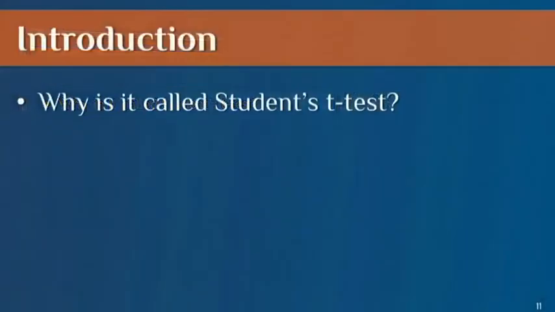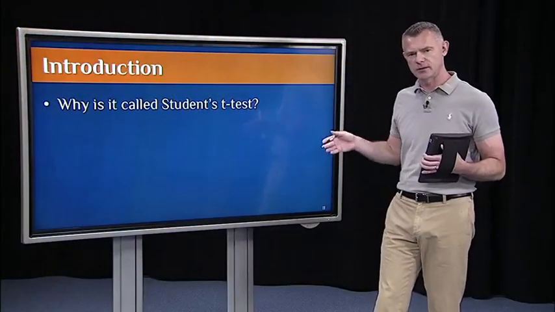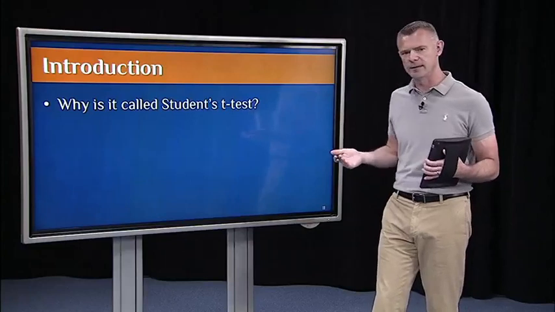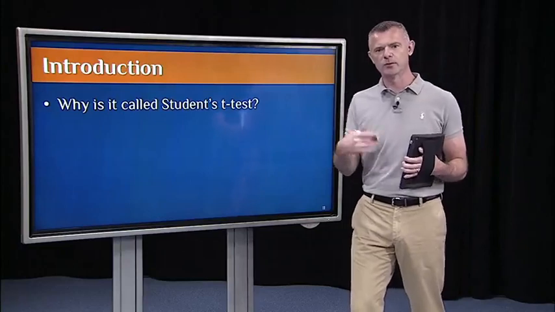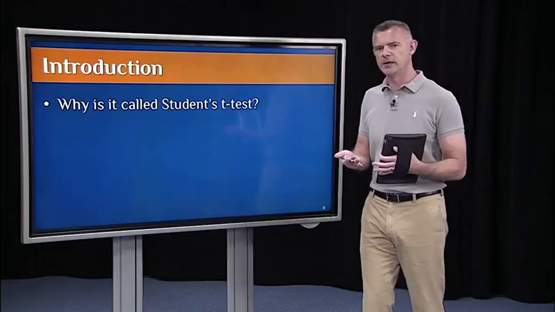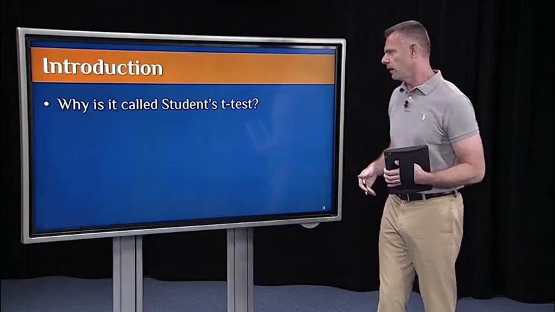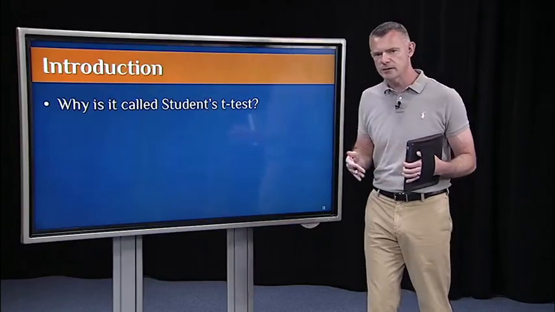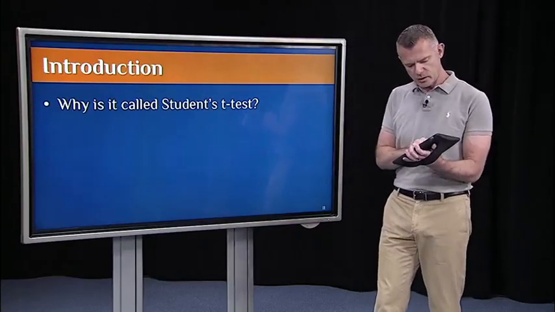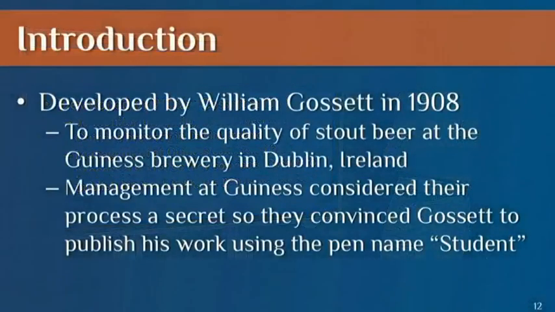Before I launch into that, just a fun fact: why is it called Student's t-test? If you look this up online, you'll see it's not just called t-test, it's Student's t-test. And you've probably noticed by now that a lot of statistics are named after the person who came up with that procedure, like Levene's test is named after Levene, or Tukey and so on. So was there a student who discovered or developed the t-test? Actually, no. It was developed by a man named William Gosset in 1908.